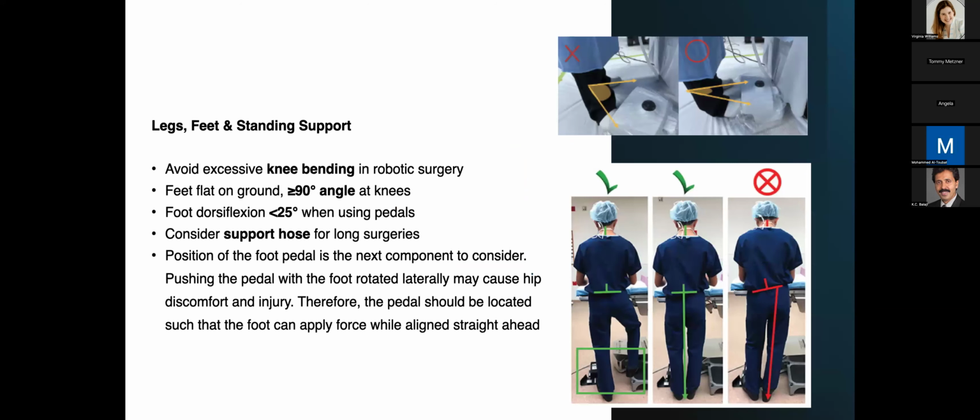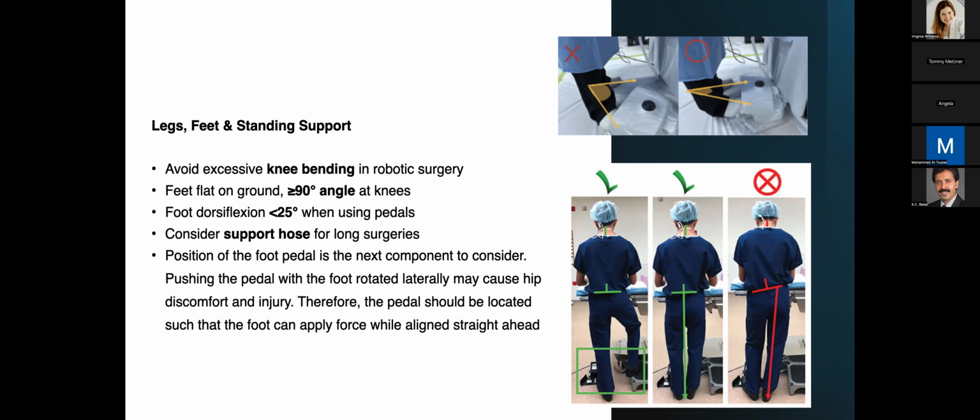You also want to avoid excessive knee bending, especially when you're using the robot. Your feet should be flat on the ground, 90-degree angle at the knees. Again, like I said, the foot dorsiflexion should be less than 25 degrees when using pedals. So it's just like when you're driving a car, you don't want to be overreaching or trying to move around with your foot. Your foot should be dead center on the pedal.